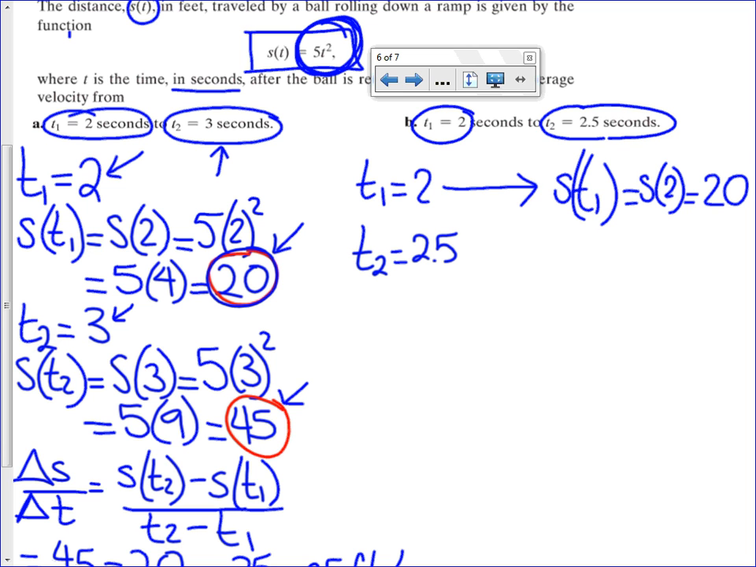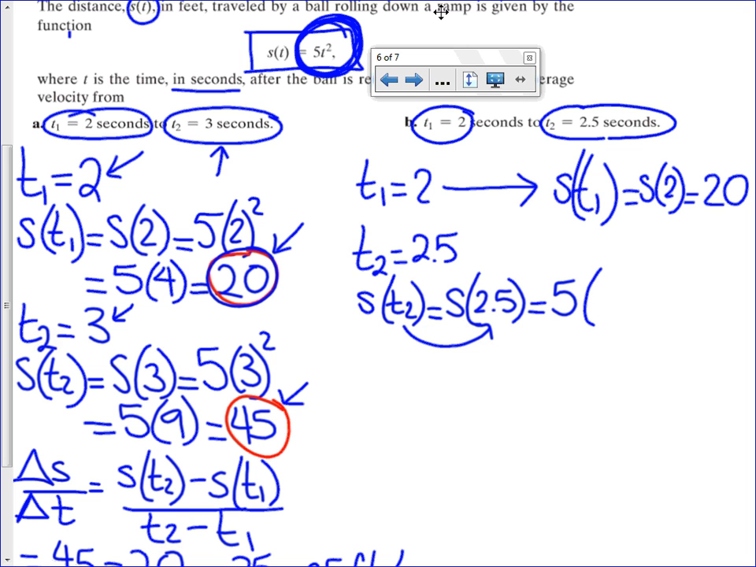And so we use the formula s of t sub 2. We use the same equation that we have here, and that will be 5 times, let me go back so I don't get lost, and this will be the position at 2.5 seconds. Remember, we're substituting 2.5 for t sub 2. So now we use the equation that was given to us, and we have 5 times 2.5 squared. What is 2.5 squared?